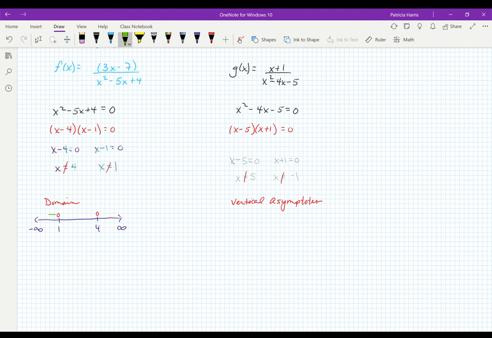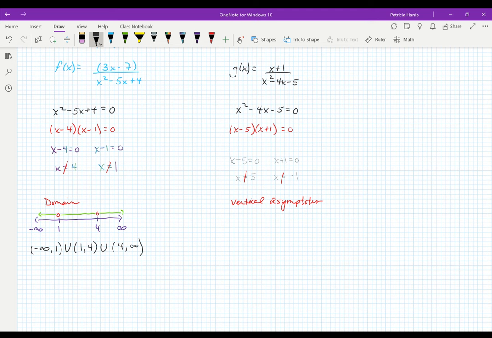So I'm good to go here. I'm good to go in between here. I'm good to go here. So to write that in interval notation, you're going to go negative infinity to 1, union, 1 to 4, union, 4 to infinity. And that's it. It's a pretty long way to write domain, but it does work.